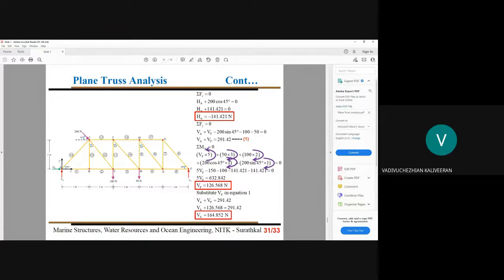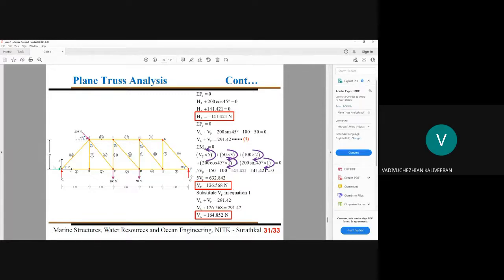you take moment about point A to get your support reaction. So VF into 5 produces a counterclockwise moment, 50 into 3 clockwise, 100 into 2 produces a clockwise moment. 200 cos 45 into 1, that is the vertical component, produces a clockwise moment. 200 cos 45 again into 1 will produce a clockwise moment. So both the components produce only clockwise moment. From this you arrive at our VF.